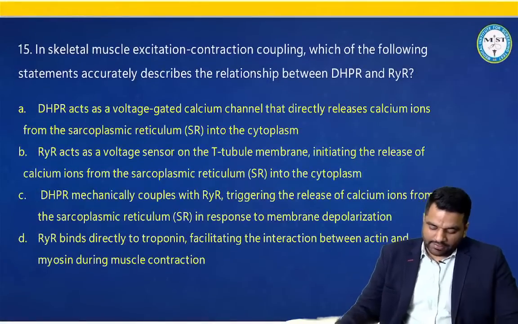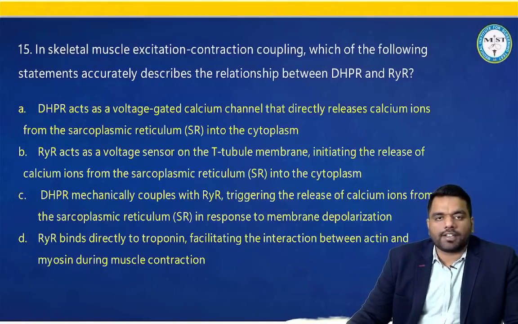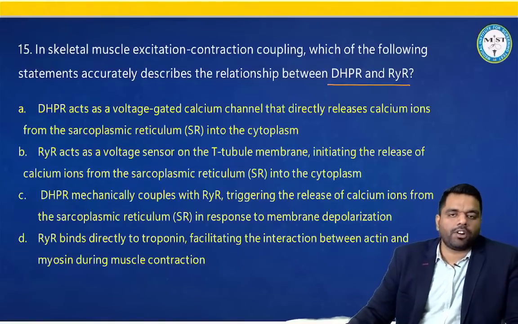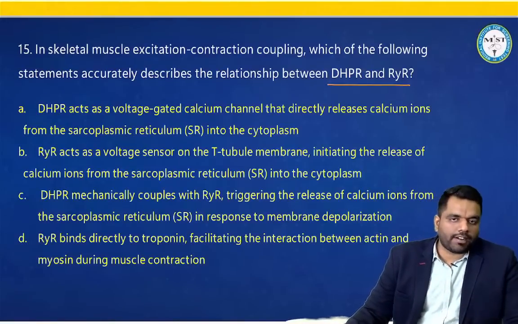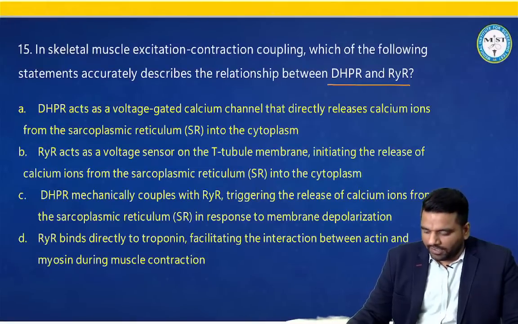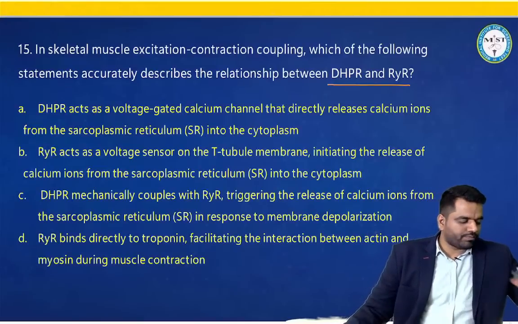The next question is: in skeletal muscle excitation-contraction coupling, which of the following statements accurately describes the relationship between the DHPR and RYR? DHPR stands for dihydropyridine receptor and RYR stands for ryanodine receptor. Right, beta? So please answer question number 15.